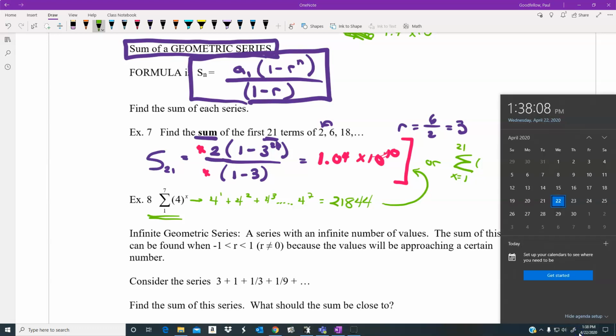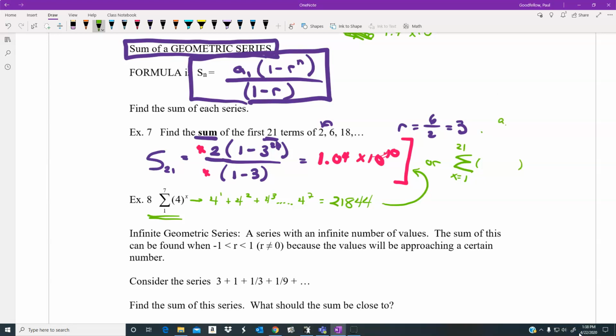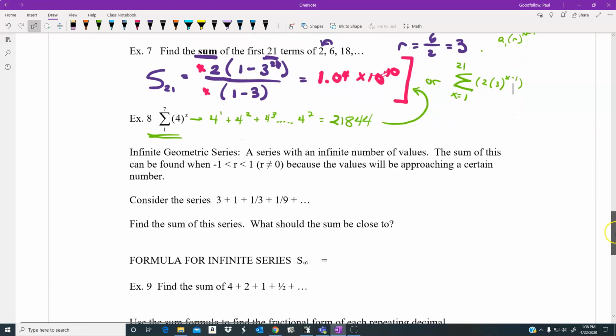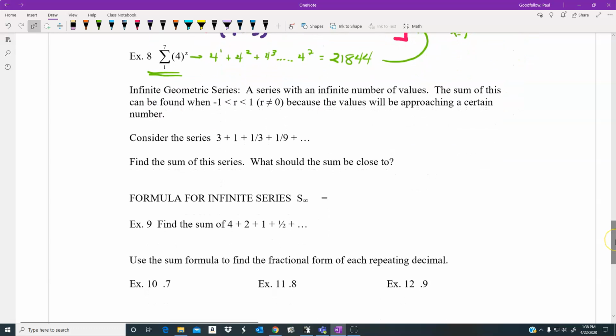It's the same one we discussed before, which happens to be a sub 1 times r raised to the n minus 1. So I'm going to put right here that the first term of the sequence was the number 2, and multiplied by the common ratio, which is the number 3, raised to the x minus 1. And that explicit formula plugged into the sigma would give you exactly the same answer as the 1.04 times 10 to the 10th. Try it out. I bet you it comes out being the same way. So you can see that the sequence and the sum, they work hand in hand. So if you want to use your calculator, that's a possible idea.